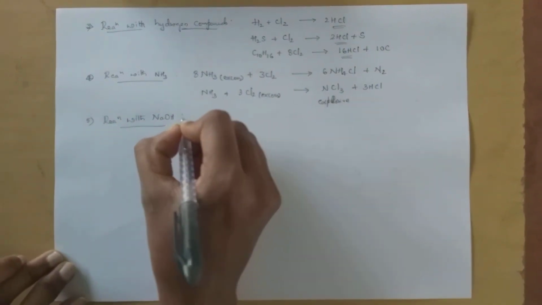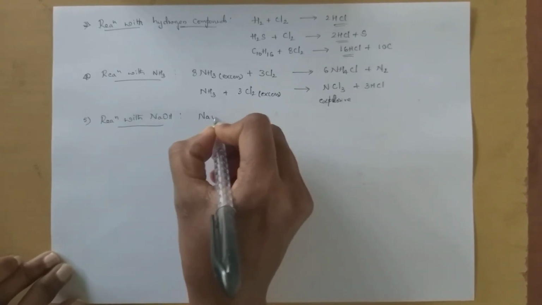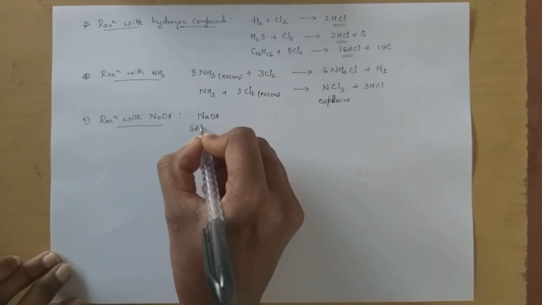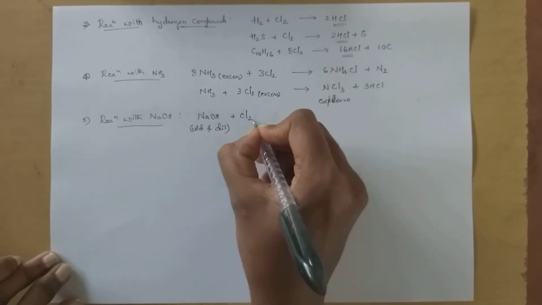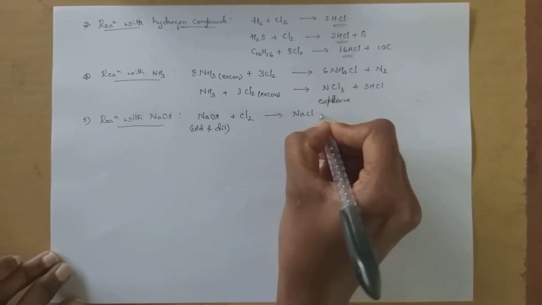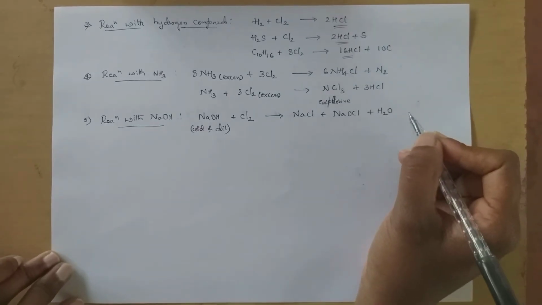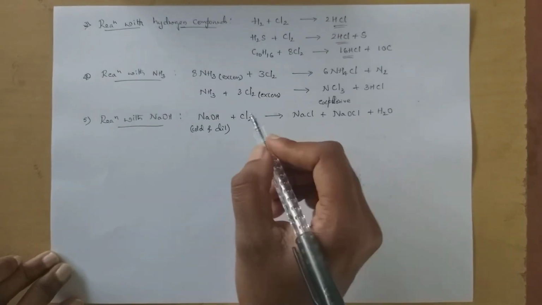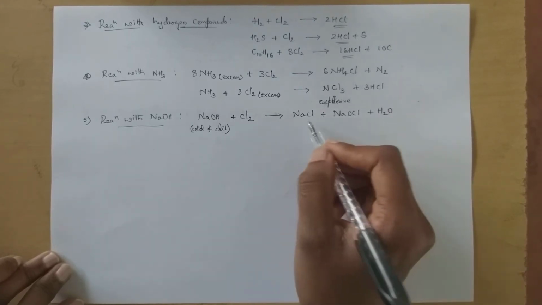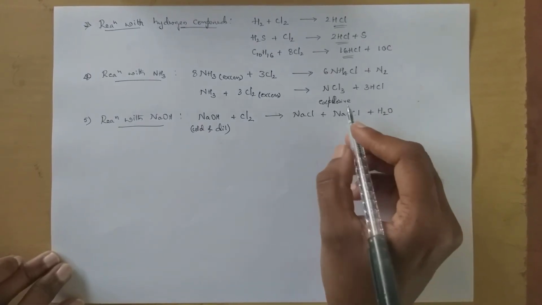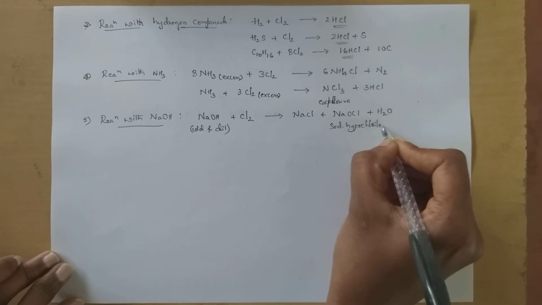Reaction with NaOH. How does chlorine react with NaOH? Under the condition that is cold and dilute. So cold and dilute NaOH reacts with chlorine to form NaCl and NaOCl and H2O. So sodium hydroxide combines with chlorine, particularly cold and dilute sodium hydroxide combines with chlorine to form sodium chloride, sodium hypochlorite, and water.